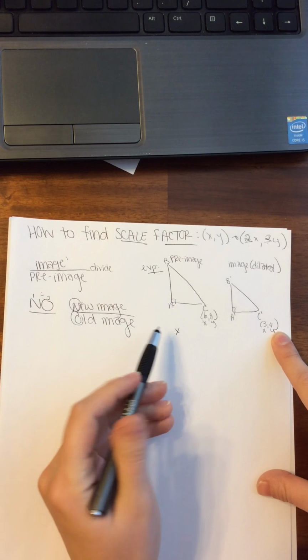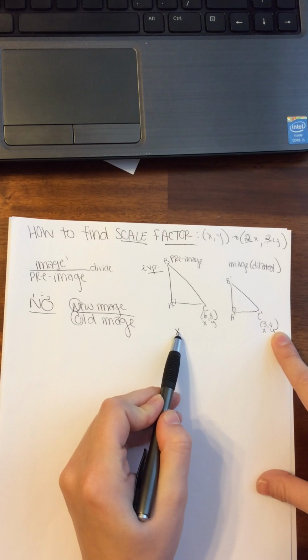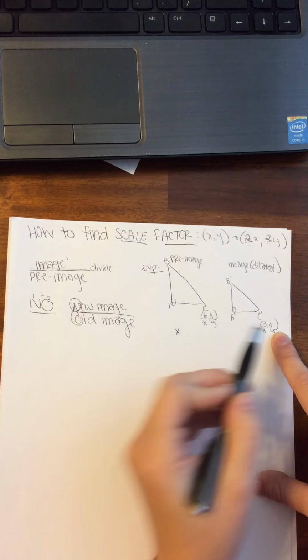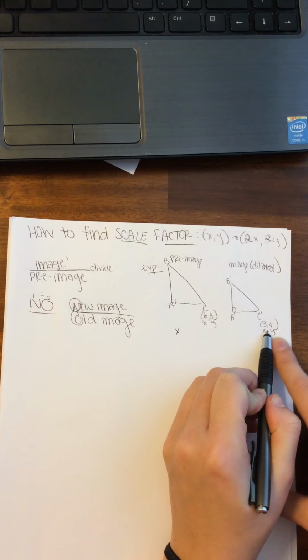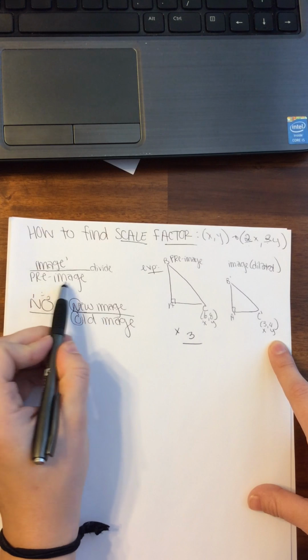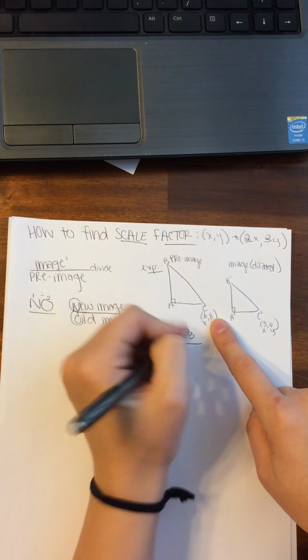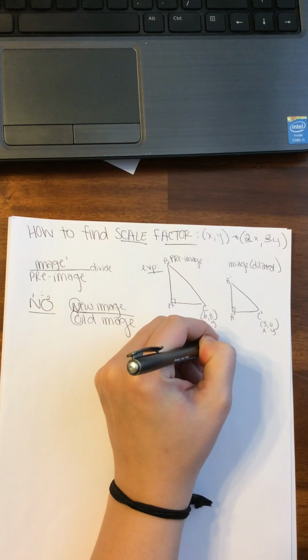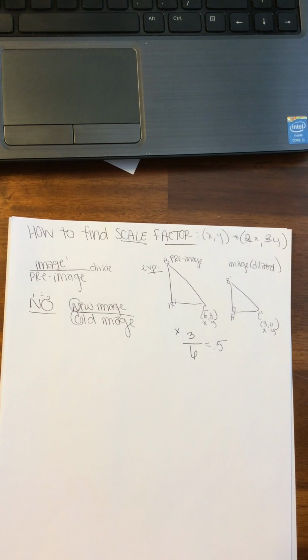Okay, so if we compare our X's to find the scale factor, it's going to be your "no". So new image is 3, divided by our old image, or our pre-image, and our old image is 6. So 3 divided by 6 equals 0.5, or 1/2. So that is your scale factor. Now I'm going to show you that you can also use Y, and your scale factor should be the same. If it's different, you did something wrong.